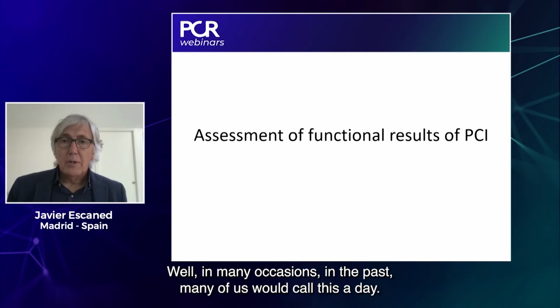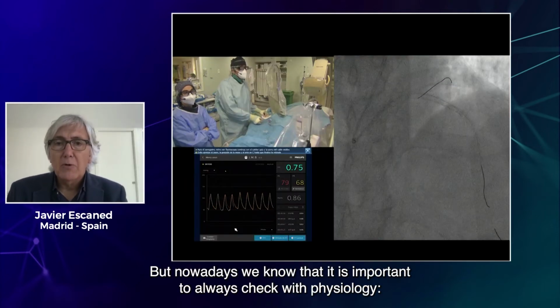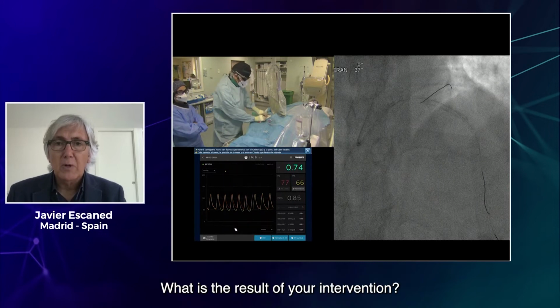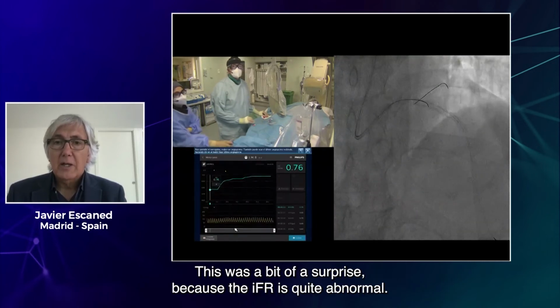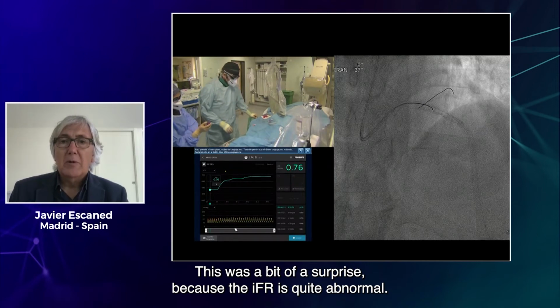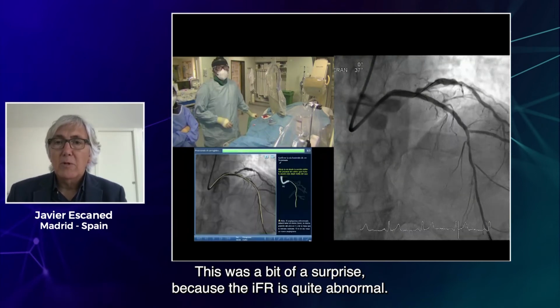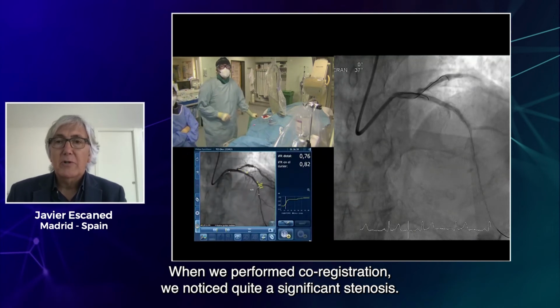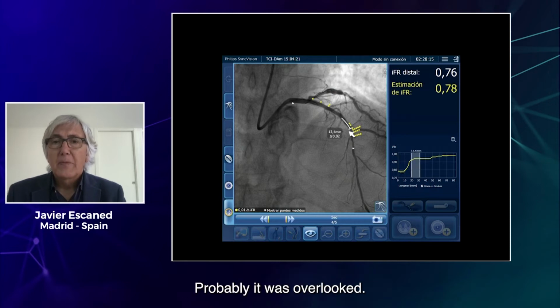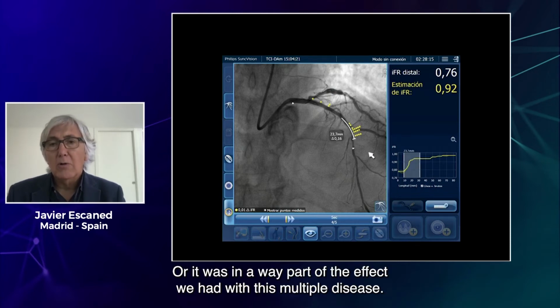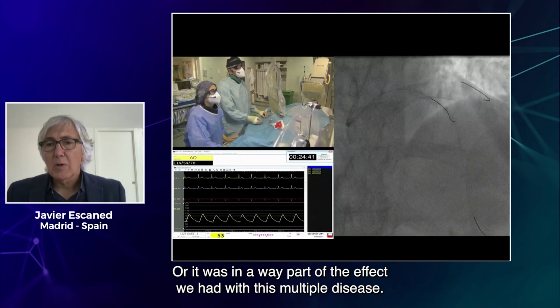Well, I think that on many occasions in the past we would call it a day, but nowadays we know that it's important always to check with physiology what is the result of your intervention. So we placed a pressure guide wire down the LAD, we performed a pullback, and we had a bit of a surprise because you can see that the iFR is quite abnormal. And when we performed co-registration, we noticed that there was quite a significant stenosis that probably was overlooked, or that was in a way part of the effect that we had with this multiple disease.